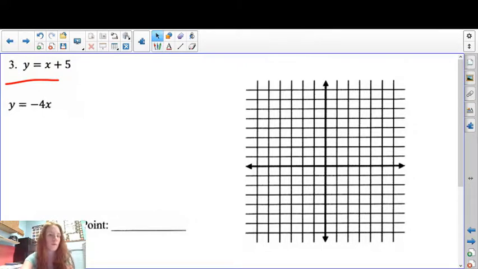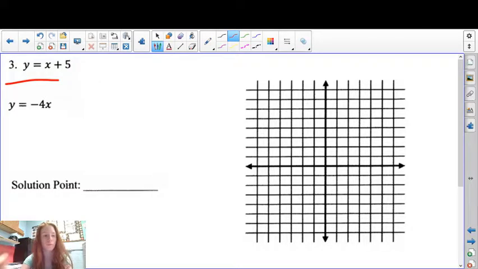Third problem, oops, I need to move up my solution point since my face is in the way. I'm going to go ahead and start up 5. My slope is an invisible 1, so I go up 1 over 1, up 1 over 1, up 1 over 1, down 1, left 1, down 1, left 1, down 1, left 1. Connect your dots.